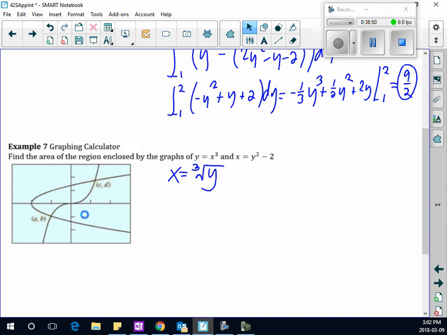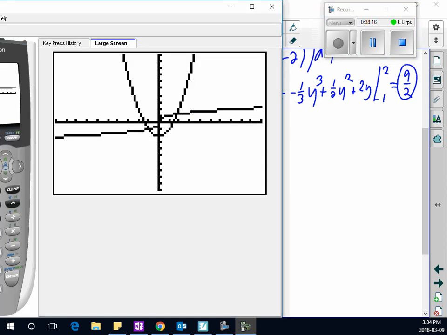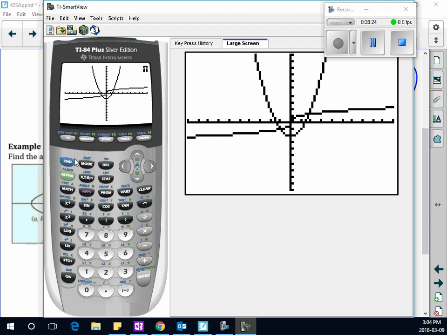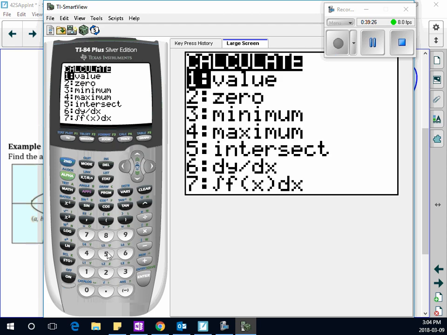So now what we're going to do is we need to find these two intersection points, right? Okay. Yes? We need to find the two intersection points. So we're going from this height here to this height here. Remember that we have to find the intersections here. So let me go back to this. So we got to find that first intersection, so calculate, intersect.